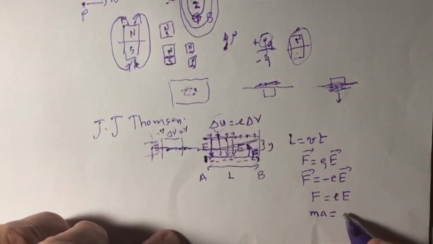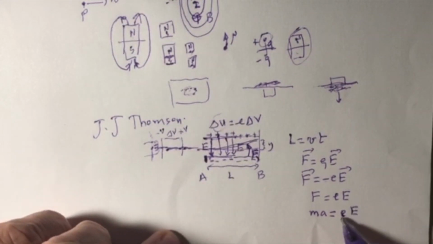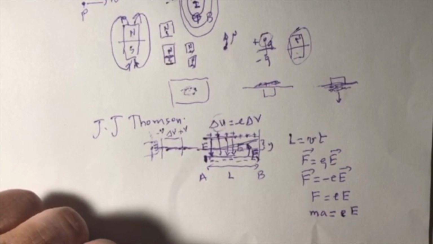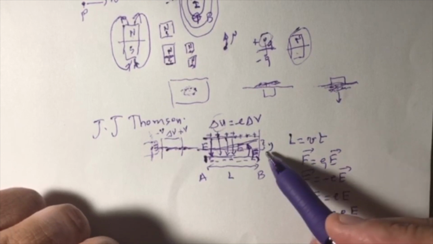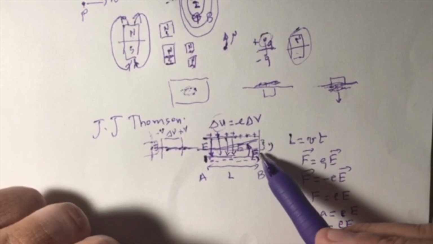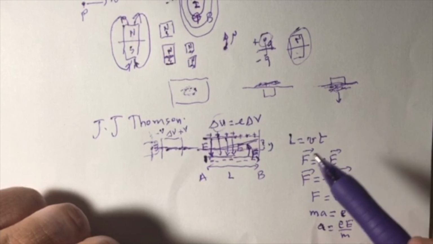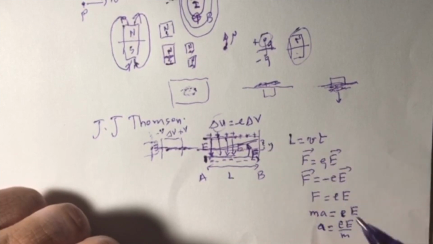Ma is equal to E times the electric field, charge times the electric field. And you can see here that the acceleration is equal to E over M. What we try to do here is find this displacement y. We need to know by how much these electrons got displaced.